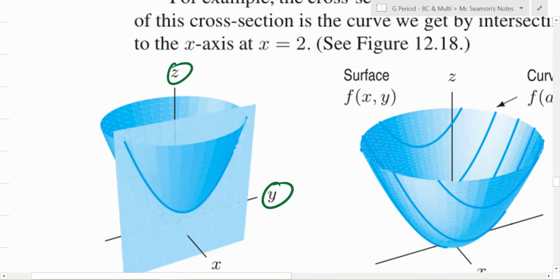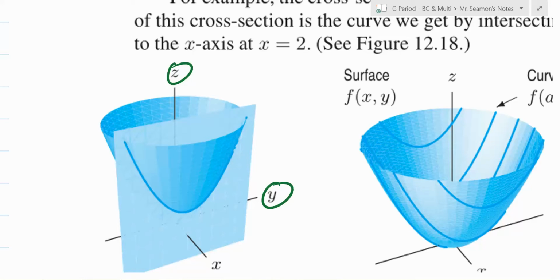What plane is it? It's the YZ plane. Does everybody see that? That's the YZ plane. It's one of the axial planes. What is the equation for that plane?